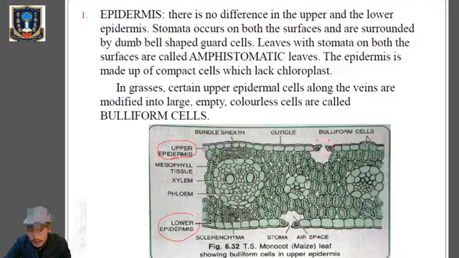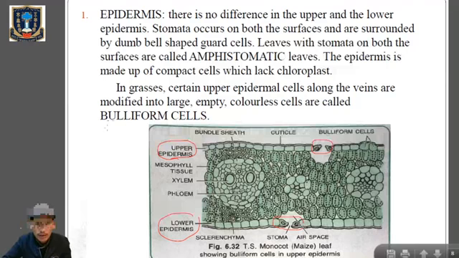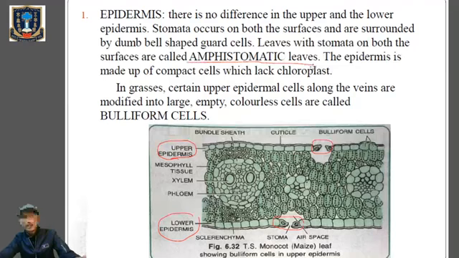These are the stomata which are present on both epidermises, on the lower epidermis as well as on the upper epidermis, and these stomata are surrounded or protected by the guard cells. Clear? So leaves with stomata on both the surfaces. Since the upper epidermis and the lower epidermis contain stomata, such types of leaves are called epistomatic leaves. And the epidermis is made of compact cells which lack chloroplast.